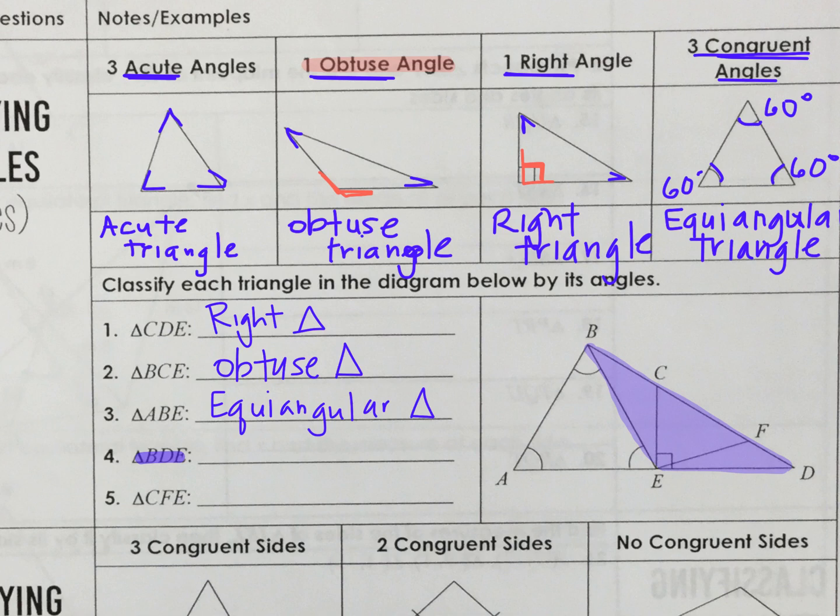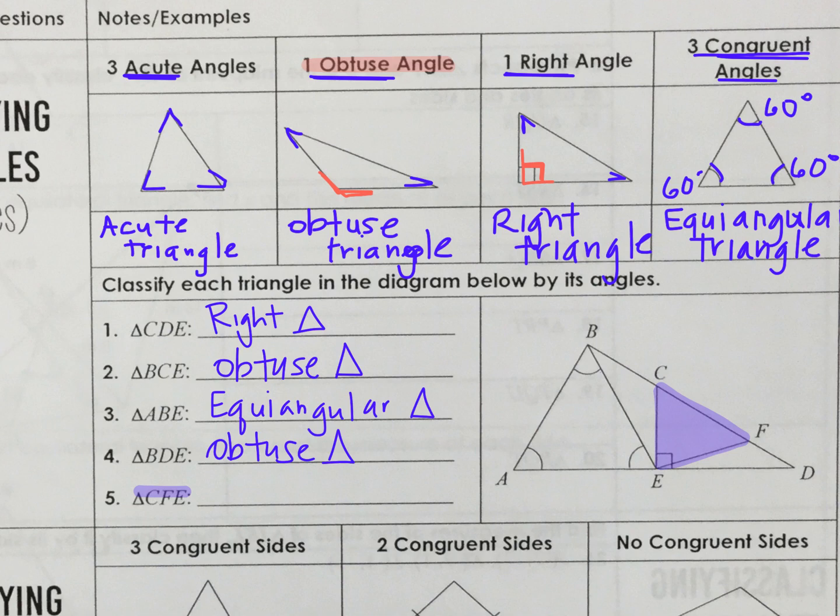The next one we're going to look at is BDE. Well, B is a cute little angle. D is a cute little angle. And E, it's bigger than that 90-degree mark in there, so E is a big fat obtuse angle, so that would mean that it's an obtuse triangle.